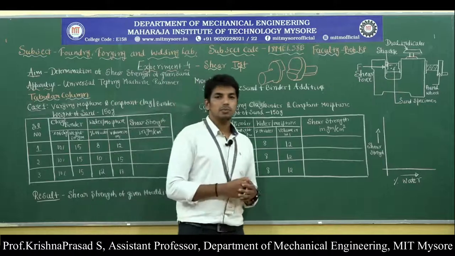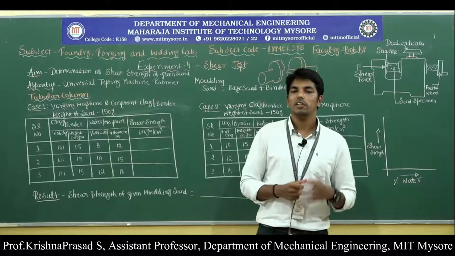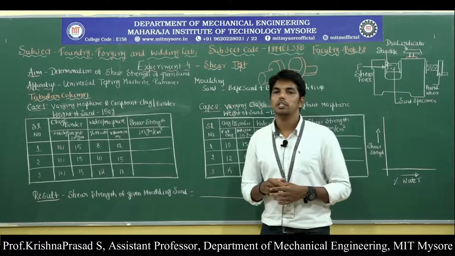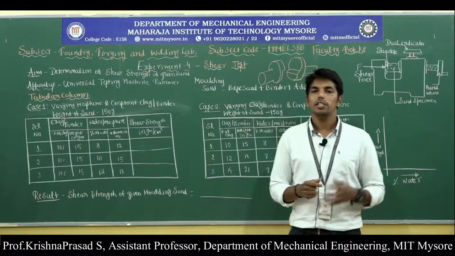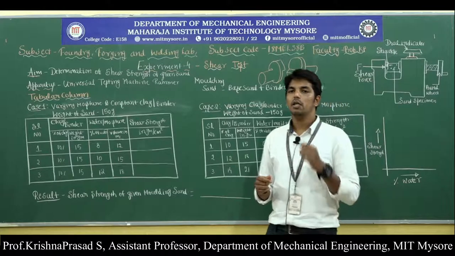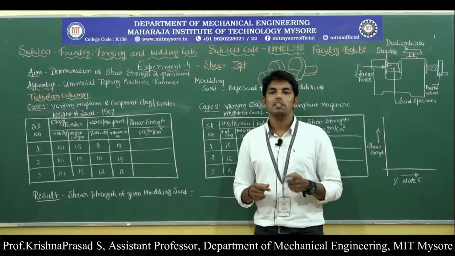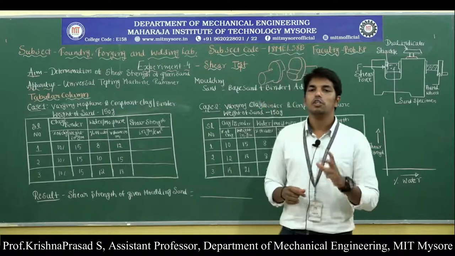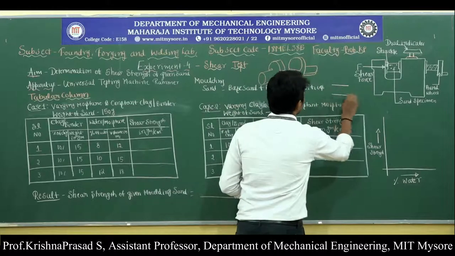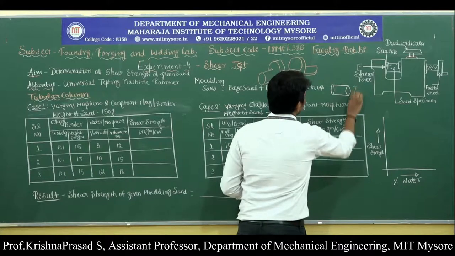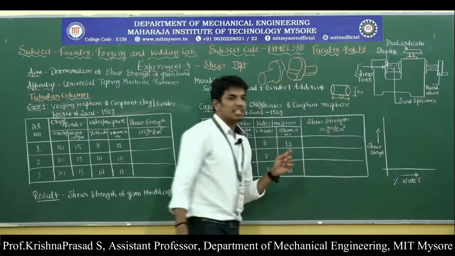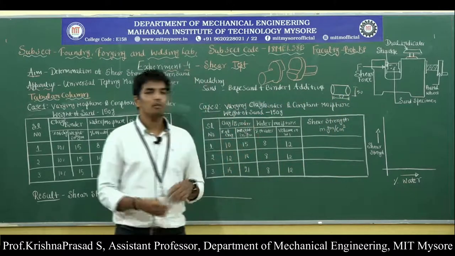So how do we prepare the sand specimen? The sand specimen can be prepared with the help of apparatus like the sand rammer as well as the universal testing machine. First of all, we need to obtain the proper proportion of the molding sand, which contains a particular amount of clay, a particular amount of silica sand and a particular amount of water. The sand specimen is cylindrical in shape and should have a diameter of 50 and a height of 50. So you need to prepare the sand specimen with a diameter of 50 millimeter and height of 50 millimeter.